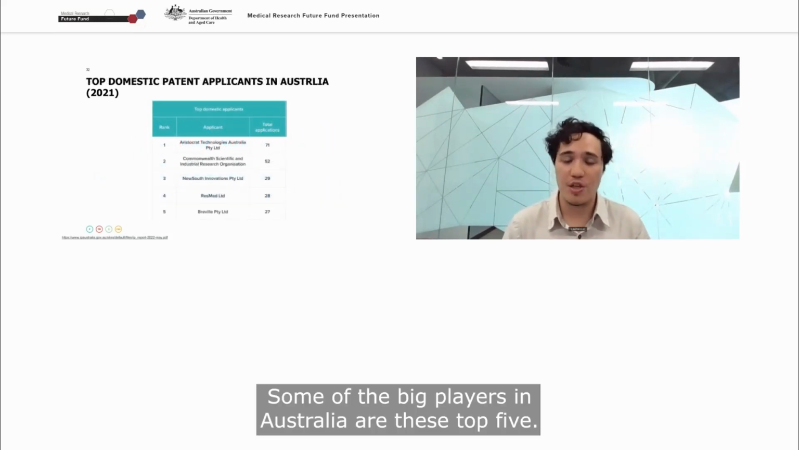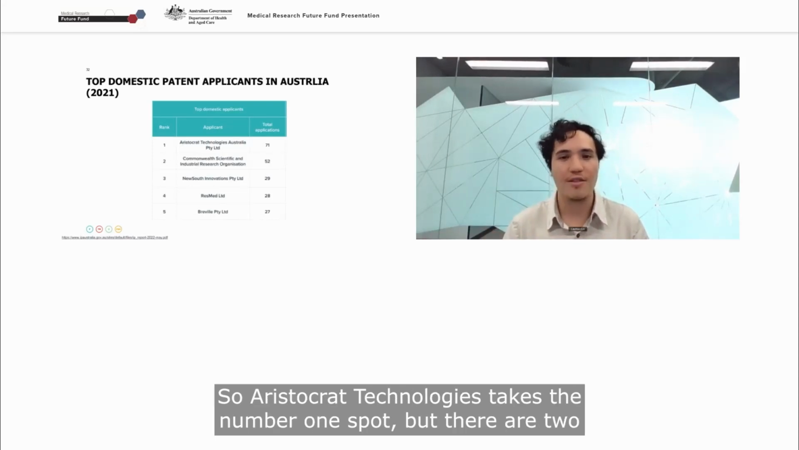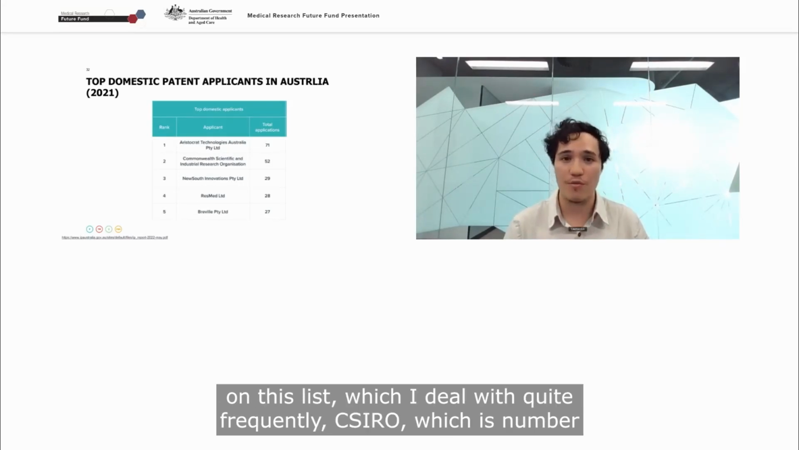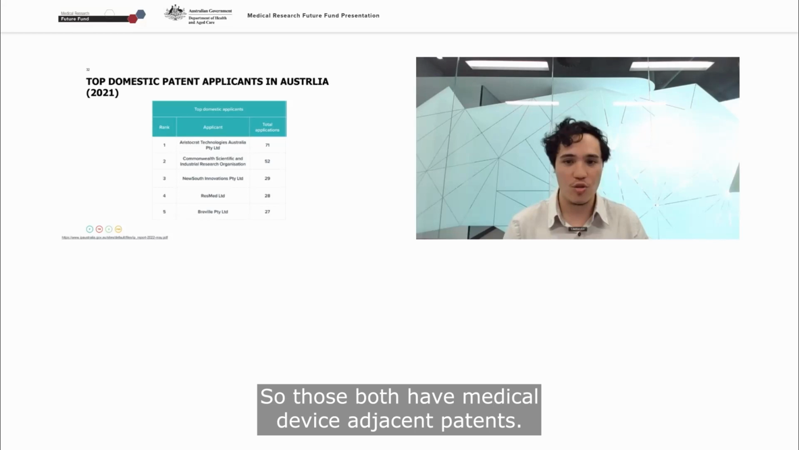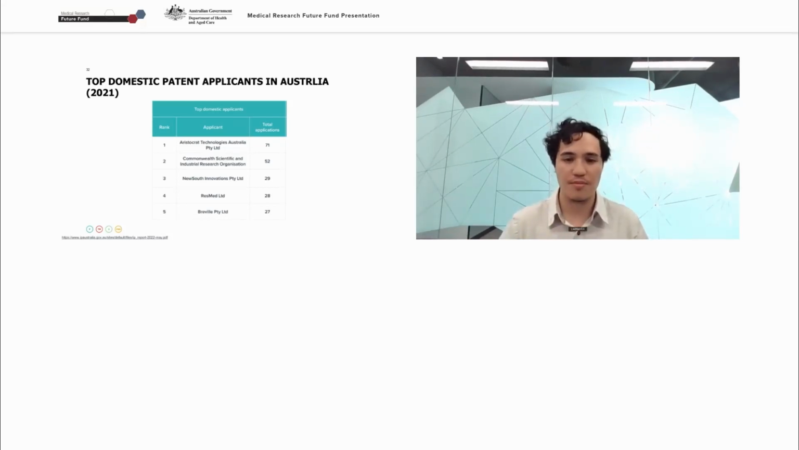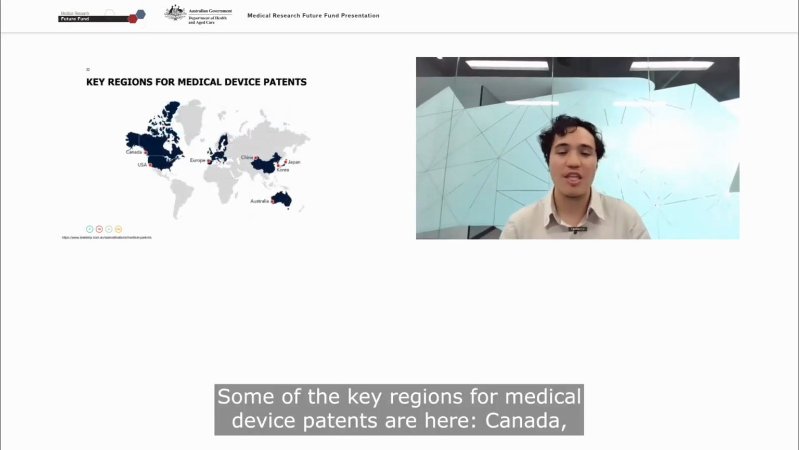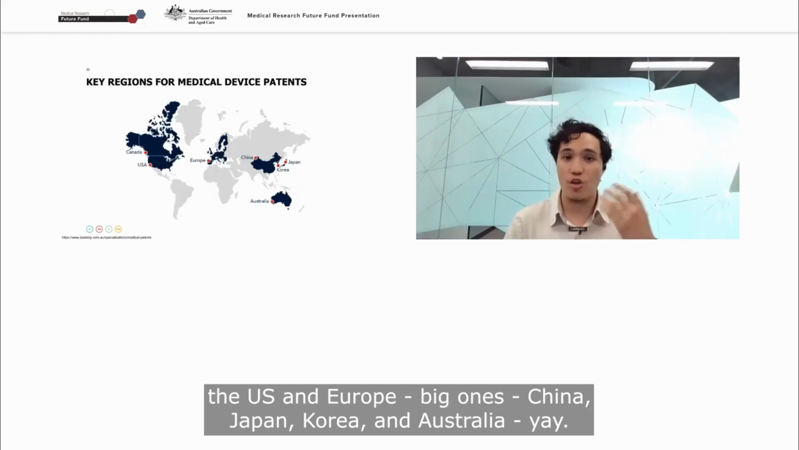Some of the big players in Australia are these top 5. Aristocrat Technologies takes the number 1 spot, but there are 2 on this list which I deal with quite frequently: CSIRO, which is number 2, and ResMed, which is number 4. Those both have medical device adjacent patents. Some of the key regions for medical device patents are here: Canada, the US, and Europe, big ones, China, Japan, Korea, and Australia. Yay!